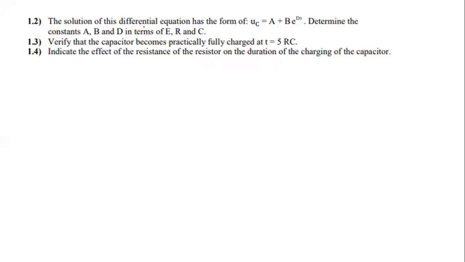So first of all, we have the solution and the differential equation. We write the differential equation that we obtained: duC over dt plus UC over RC is equal to E over RC. When we say that this is a solution, this means that it verifies the differential equation. UC we have, but we still have to find duC over dt. So UC equals A plus B e to the power dt. By deriving with respect to time, A is a constant, so it gives 0, and B e to the power dt gives B d times exponential dt.